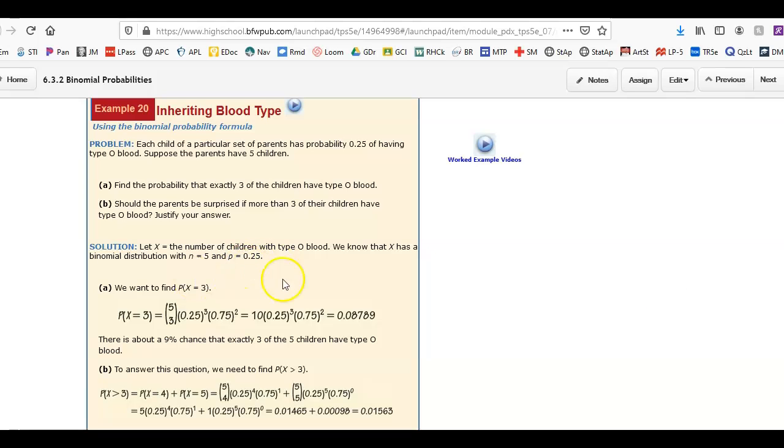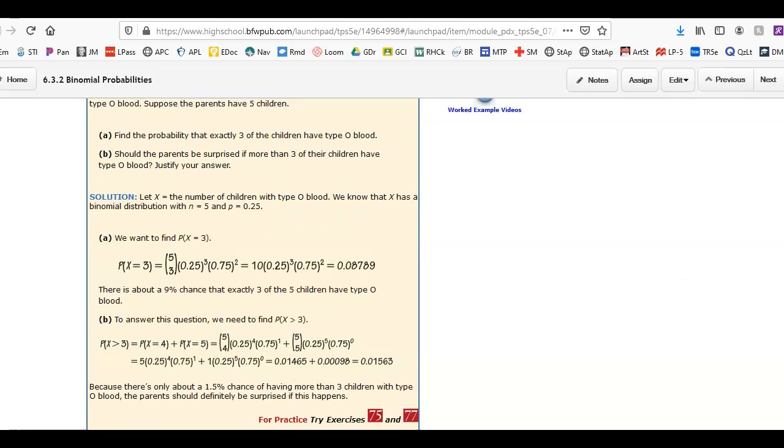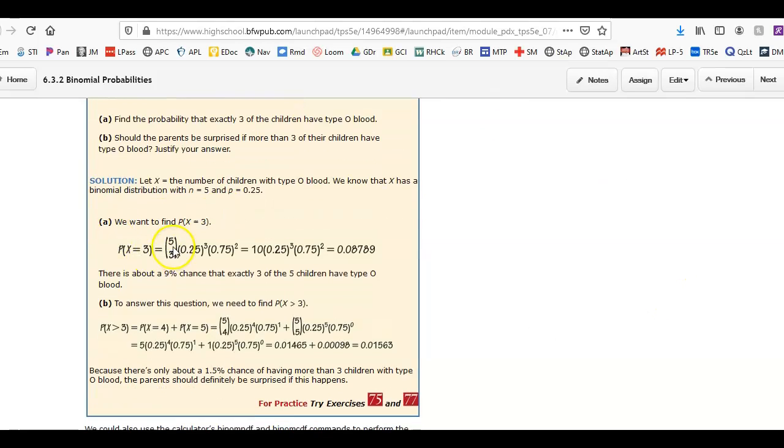So what I want to do then is set up a formula. So I have 5 choose 3. I want 3 successes out of the 5 children. Probability of success is 0.25 to the third times 0.75, since I'm having 3 successes. Then I'm having 2 failures because I'm only looking at 5 children. And then I'm calculating this.